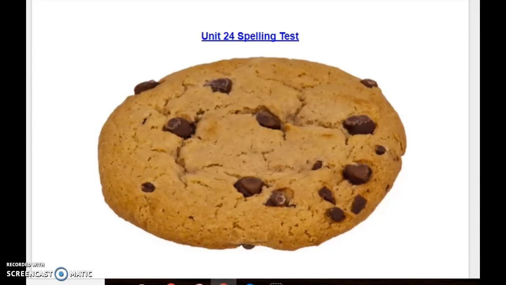Make sure your name is on your paper, and as always you can pause, rewind, and take your time during this test. There is no need to rush, so I suggest you pause in between each word because I'm going to go rather quickly. Okay, there are 10 words. Let's get started. Word number 1, hawk.